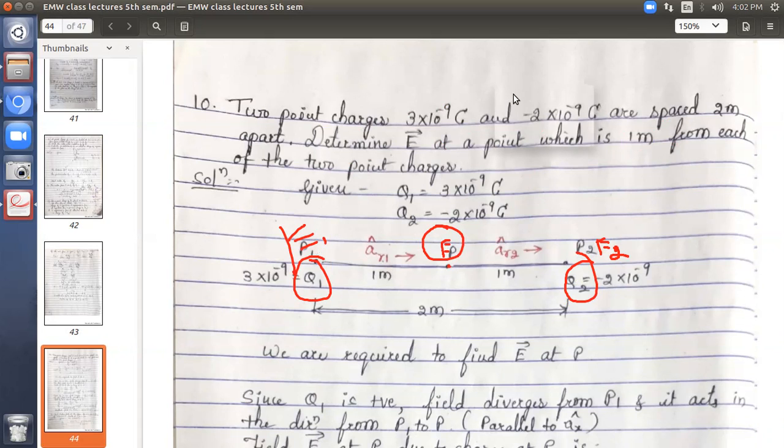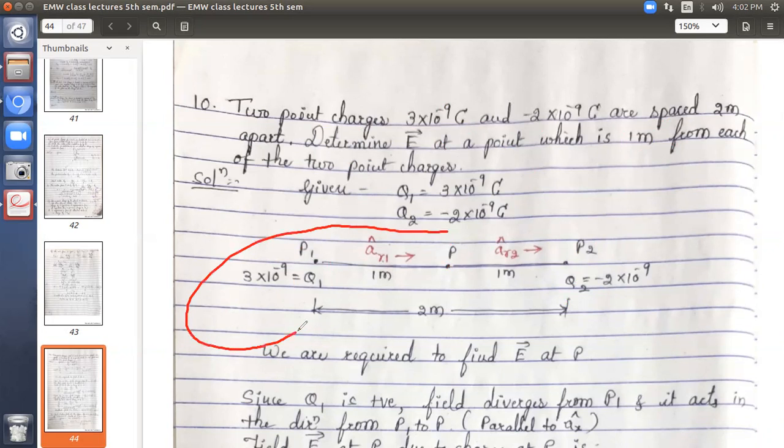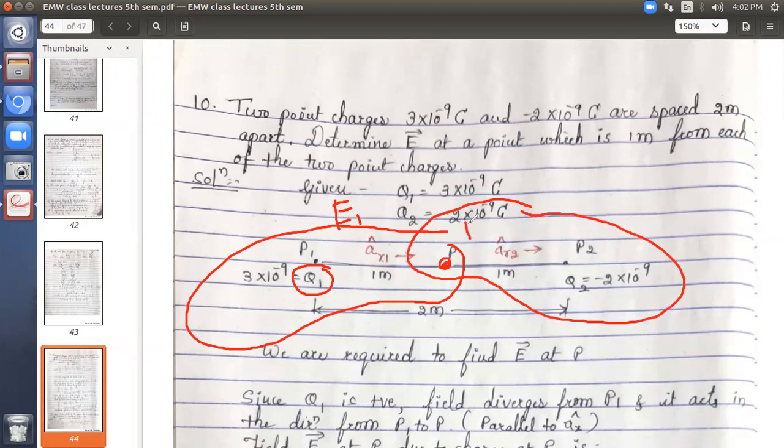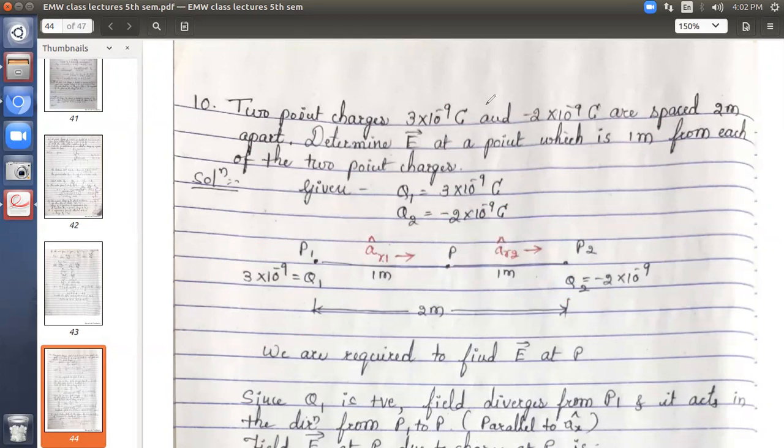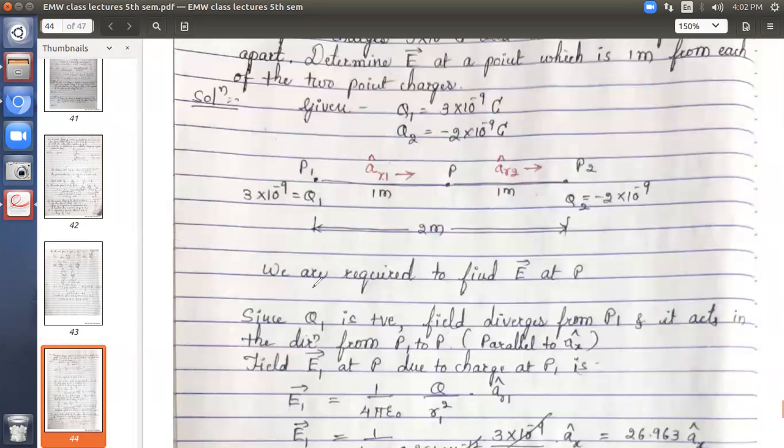So let us start with the first one. We will try to calculate the electric field intensity E1 at point P due to the charge Q1. This is one. And similarly, we will find the electric field intensity E2 at point P due to the charge Q2. So there are two aspects here, E1 and E2. Let's try with E1 first. So we need to find the electric field intensity.